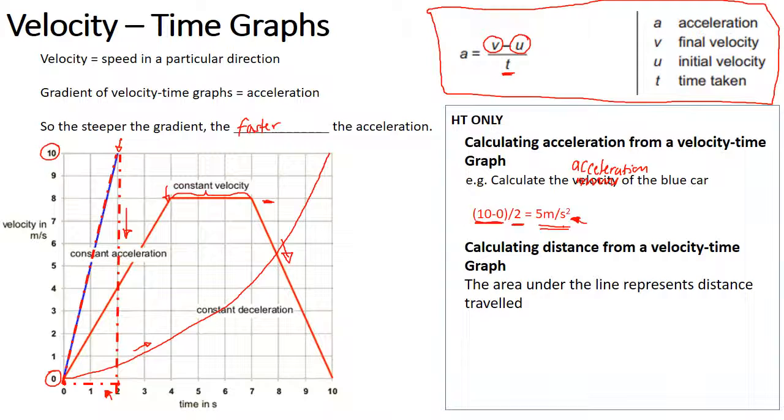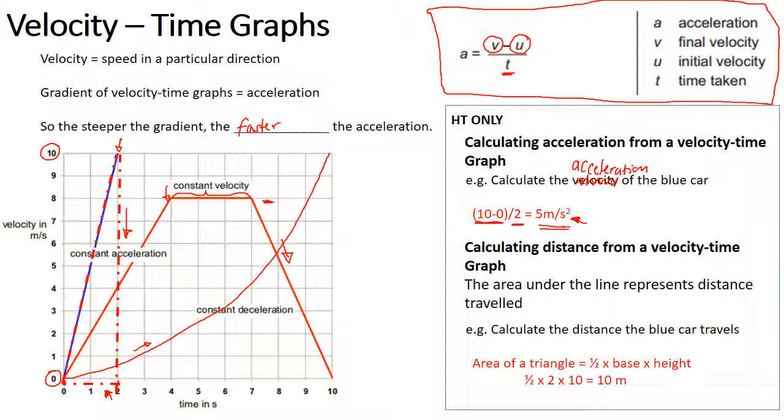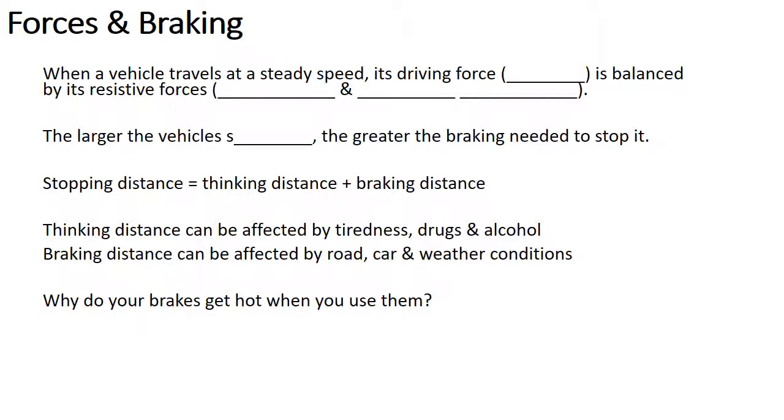So here you've got a triangle. You're going to have to use the triangle equation for that. To calculate the area of any triangle, you do half times the base times the height. So in this case, our triangle, the height is from 0 to 10, so it's 10. The base is 2, and so you do half times 2 times 10, and that equals 10 meters. So you've travelled 10 meters whilst you've been accelerating at a rate of 5 meters.